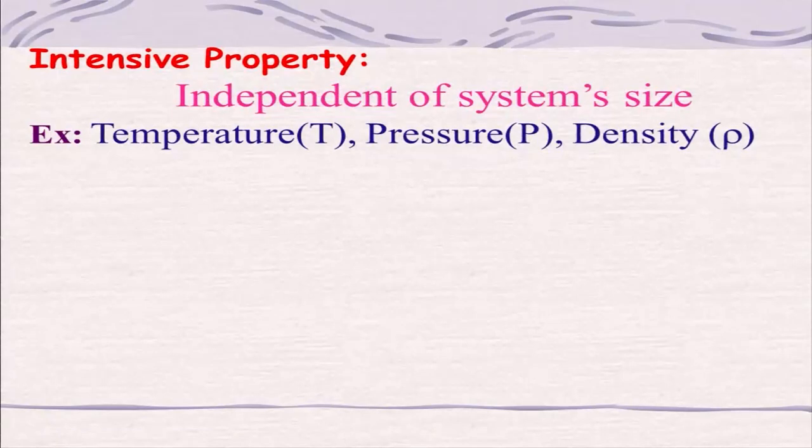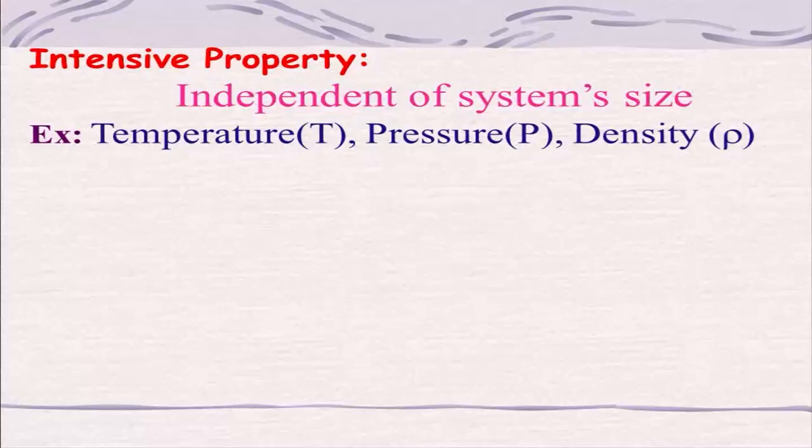But if I take the same variety of dal, and mix 1 kilo and 1 kilo together, it became 2 kilos, then what will happen? The quality is not changing because the quality is the same. So therefore, the quality became the intensive property, whereas the kg or the mass will be an extensive property, right? That means an intensive property is basically independent of system size, whatever the size it may be, right?